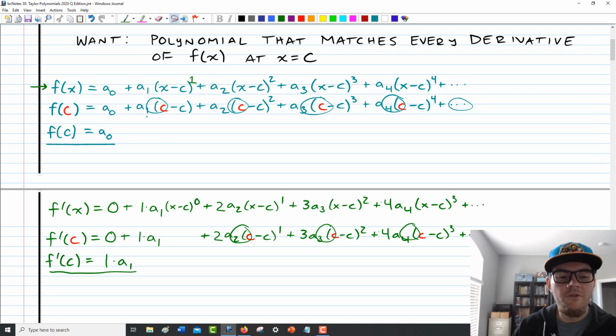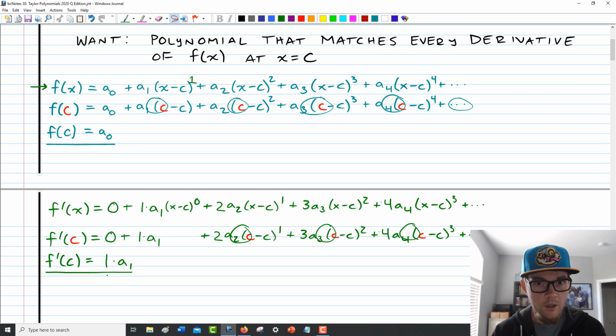Now I can feel through this digital camera that many of you are like, why don't we just call it a sub 1? Patient young Padawans. We shall reveal that in due time.